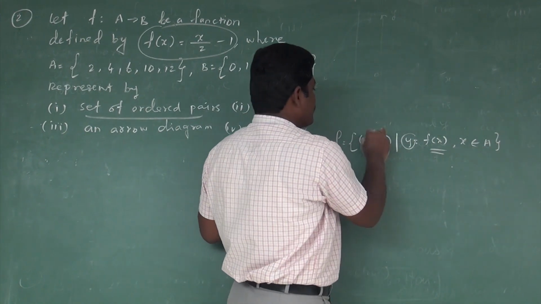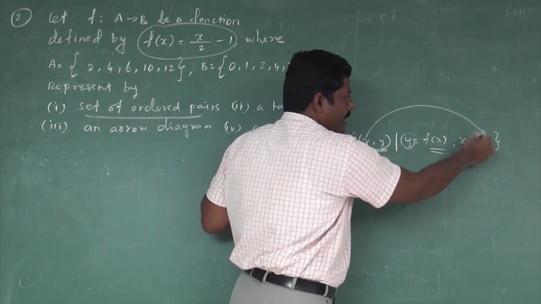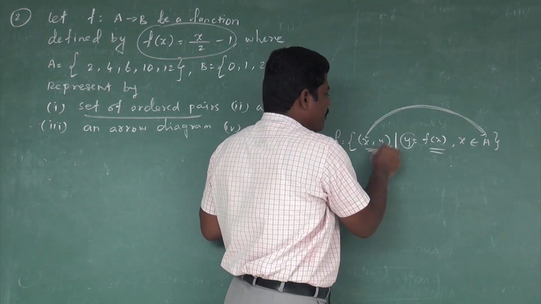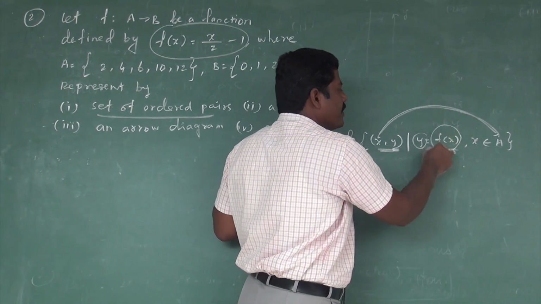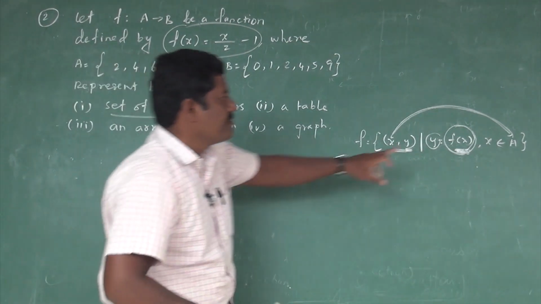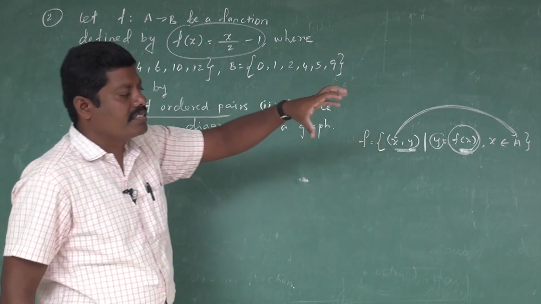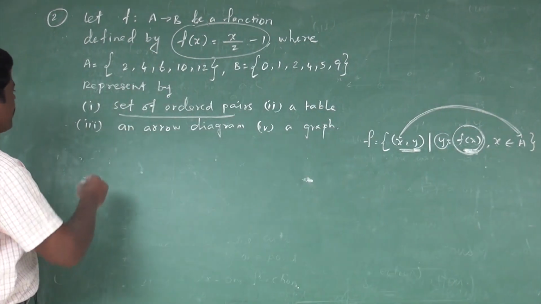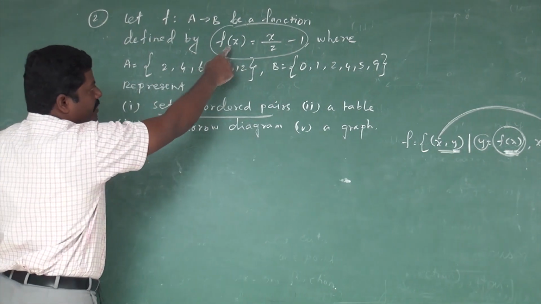So the values of x you want to take from A. The value of y you want to find is f of x. So f of x is y. First you want to find f of x. x belongs to A, so the elements of set A are the x values. Using this function you want to find f of x.